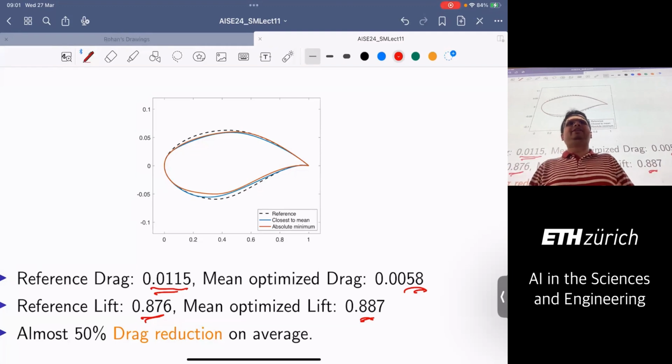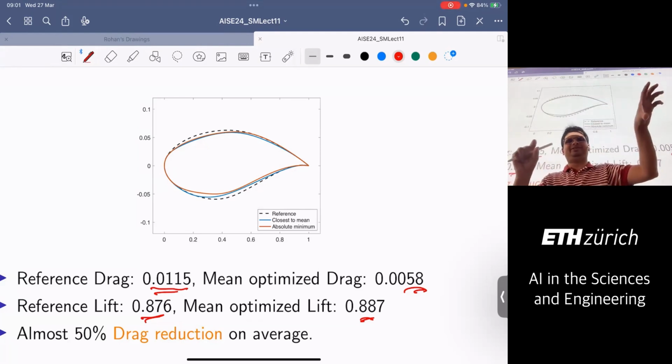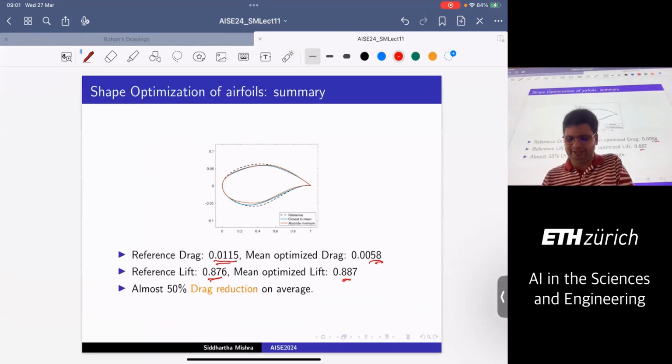Because that's, at the end of the day, these things have to fly. You have to pay for the aviation fuel, which is very expensive. So in this idealized case, no human could design these tiny, tiny perturbations, right? So this is impossible. This is why we do automated design.